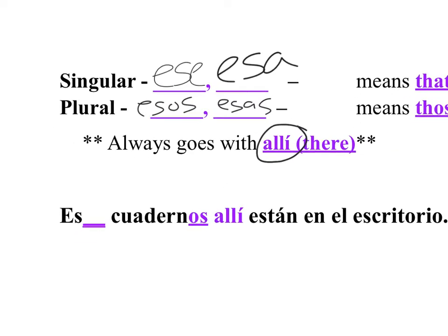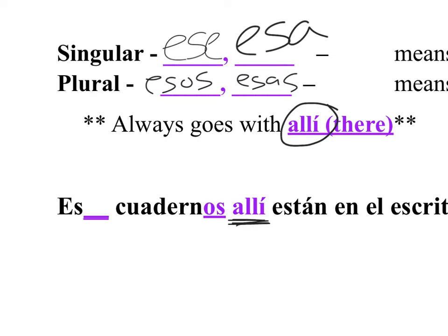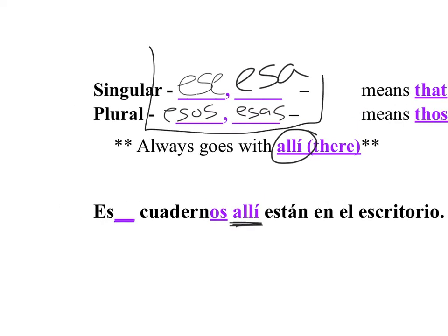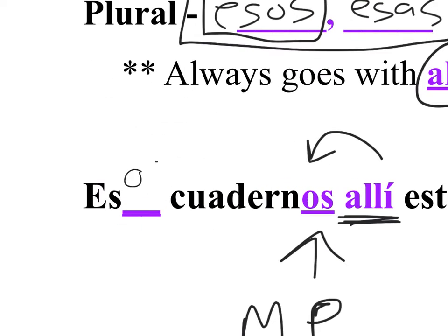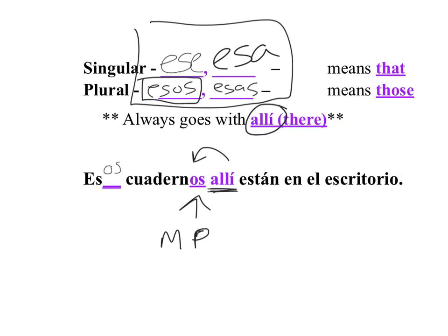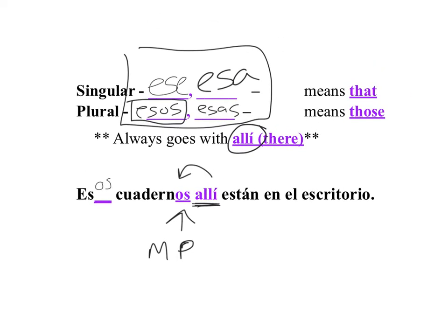And again, what we're going to do is you always work backwards. You go to the clue phrase to figure out which four words you can use only. Then you go to the word next to it, cuadernos. Cuadernos is masculine. It ends in os, and it's plural. So you would need to go up to your chart here and find the masculine plural. So this one would be esos cuadernos allí están en el escritorio. So again, ese, esa, esos, esas. This one means that. The plural of that is those.